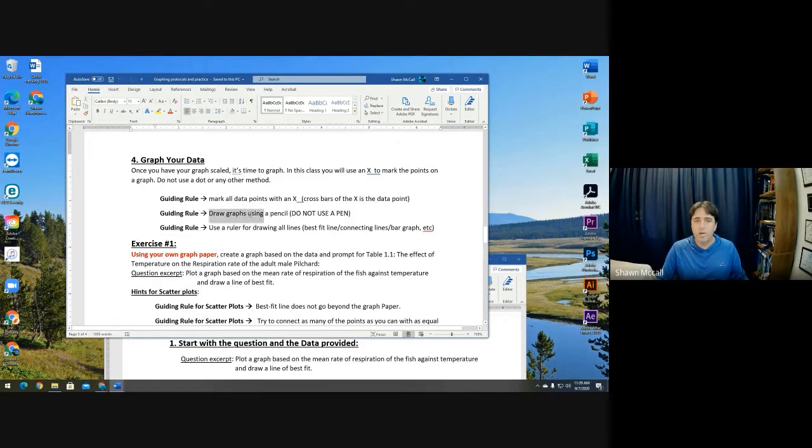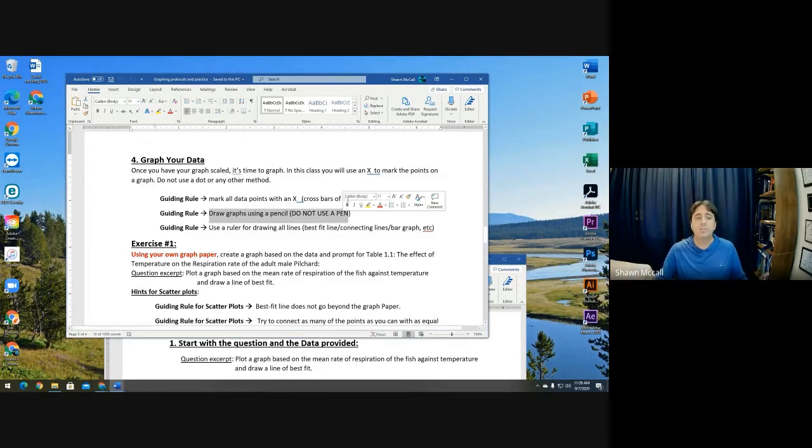Another guiding rule: draw graphs using a pencil, not a pen. You're allowed to use a pencil for a very good reason. If you're drawing a graph, it's most likely that you're going to mess up somewhere along the way. We're human, we all do. You need to be able to erase and change and figure things out. So pencil is key. For ACE Marine students, this is the only part of the exam where you can use a pencil; everything else must be pen. Just keep that in mind. And the third guiding rule is to use a ruler for drawing lines at all times. That means lines of best fit, connecting lines, and bar graphs. You use a ruler, or you will lose points.